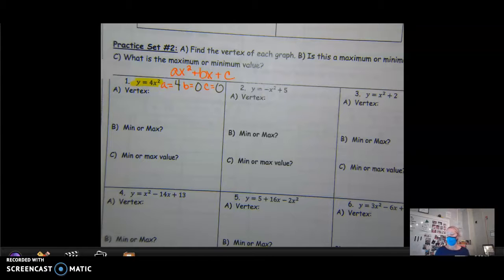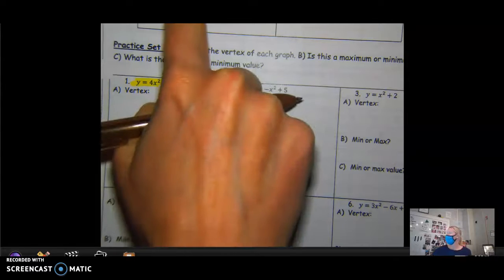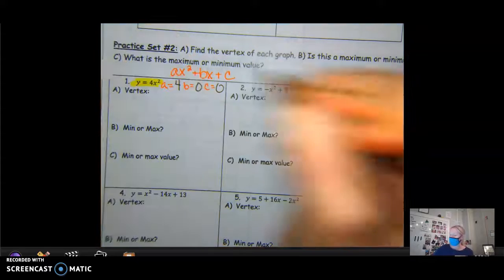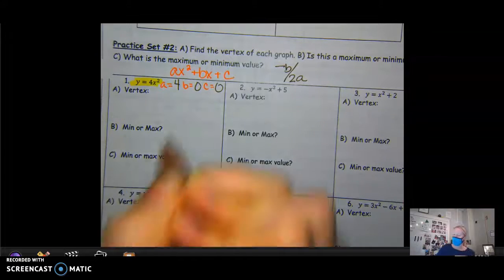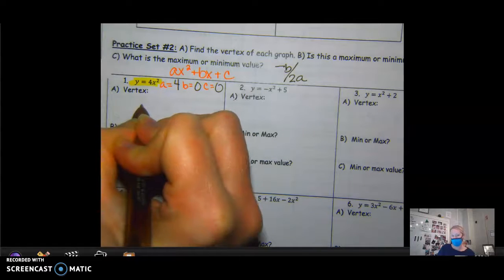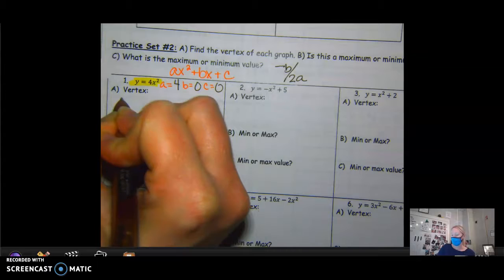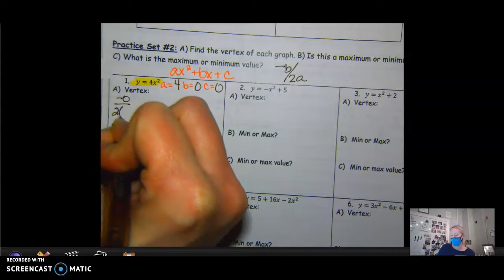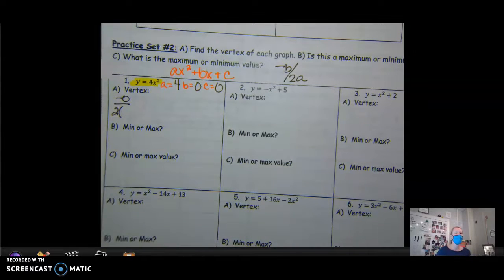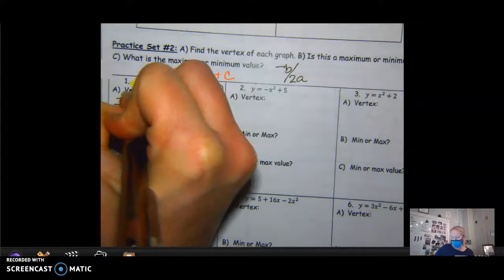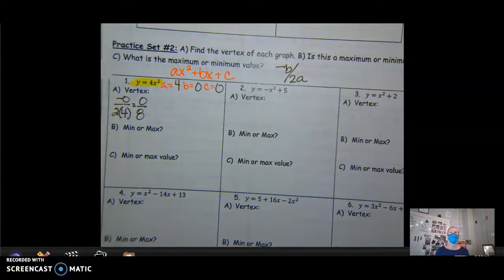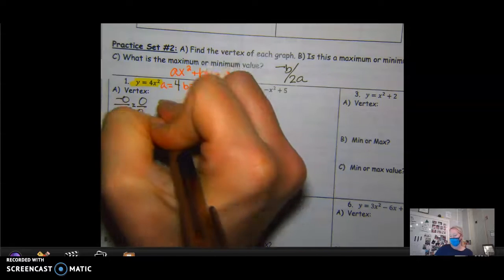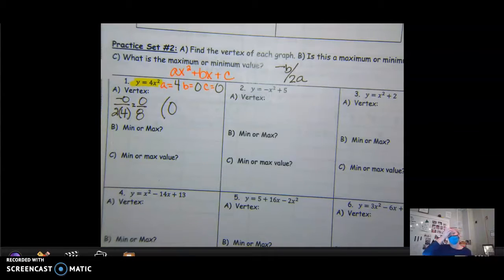Now, to find your vertex, we have to use that formula we just talked about up top, which is negative b divided by 2 times a. Okay? So what is my b value here? 0. Negative 0 divided by 2 times, what's my a value? Yes, someone I heard said 4. So really, we're doing 0 divided by 8. What is 0 divided by 8? 0. So your x value at the vertex is 0.